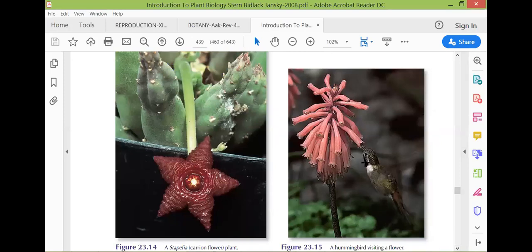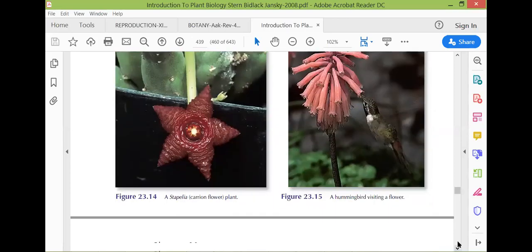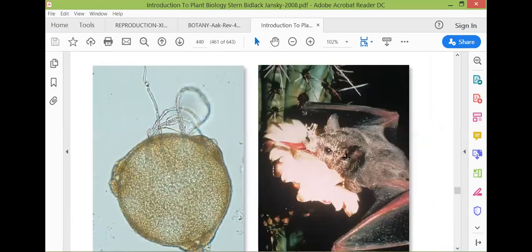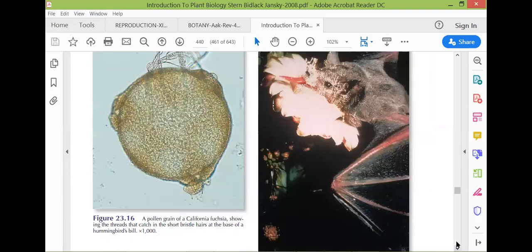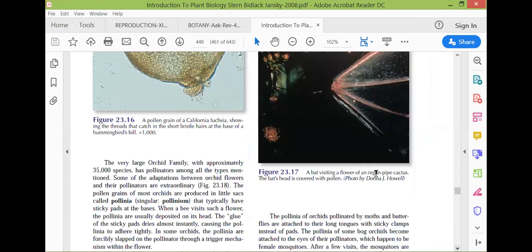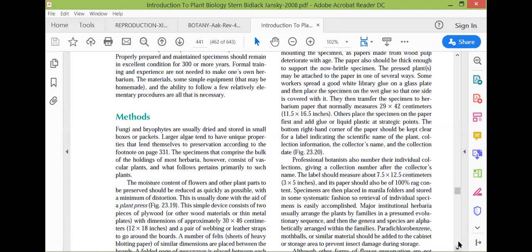This is a beautiful hummingbird visiting a flower. So this is your chiropterophily, bat pollination. Okay, bat pollination. This is a bat visiting a flower of an organ pipe cactus. Okay, the organ pipe cactus. The bat's head is covered with pollen. Okay. So see, only such photographs, there are no more. Do you see? This whole book. Yes, another beautiful one.